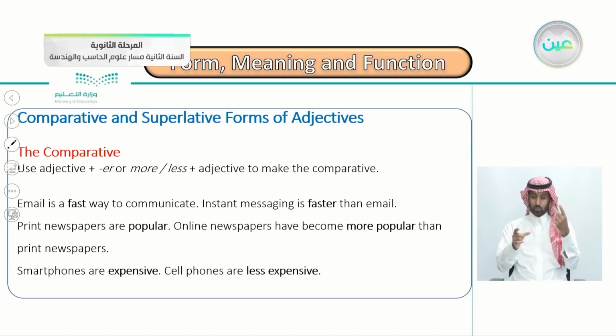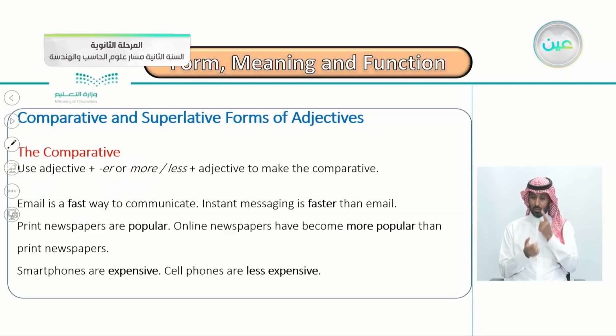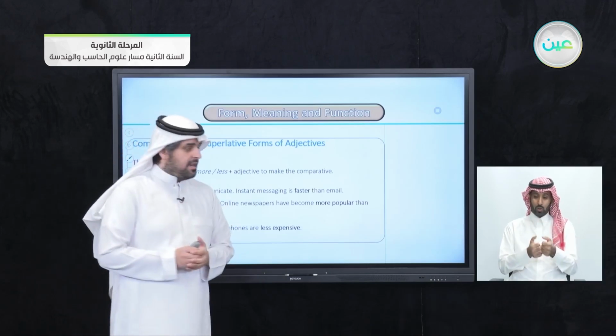Here's the first example. Email is fast. Again, email is a fast way to communicate. So the adjective here is the word fast. Instant messaging, like we use today, instant messaging, chatting, is faster than email. So what are we comparing here? Yes, we are comparing the email and the instant messaging.